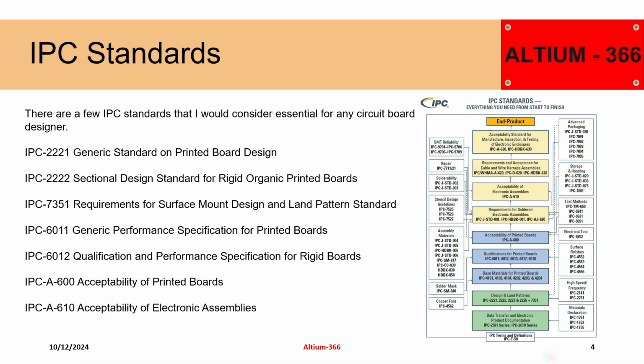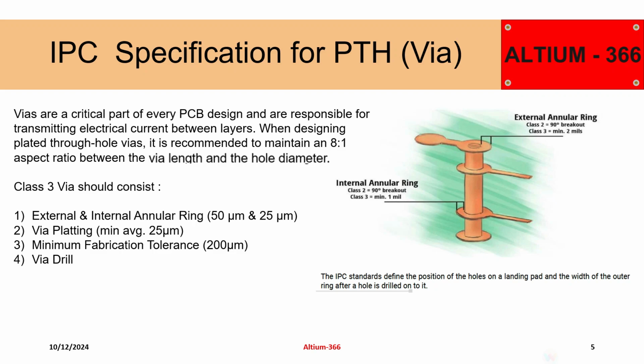In the IPC 2000 series, the design and land pattern specification is defined for component pads, SMD or THT, or for the vias. Then 610 or 600 covers acceptability of electronic assemblies, and 6000 covers qualification for printed circuit boards. Then the IPC specification for plated through hole via.